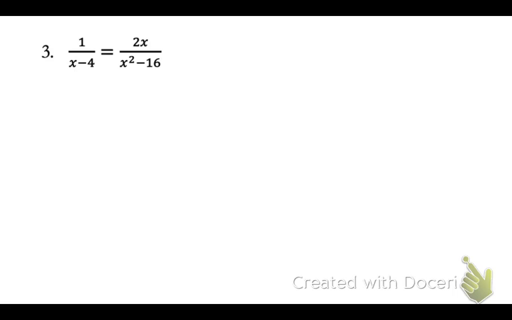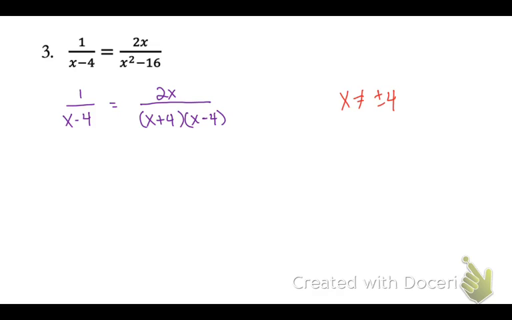And then again, on this example, number 3, we need to go ahead and factor the denominators. While we're in this position, we're going to go ahead and state our exclusions, which is plus and minus 4. We've got an x plus 4 on the right-hand side, so we need to multiply the top and bottom of the left-hand side so that we have our common denominators.